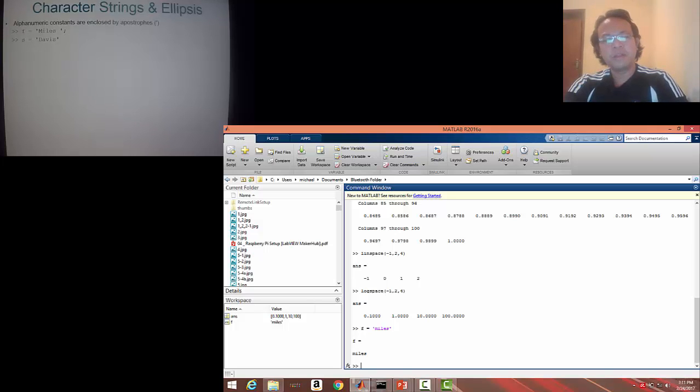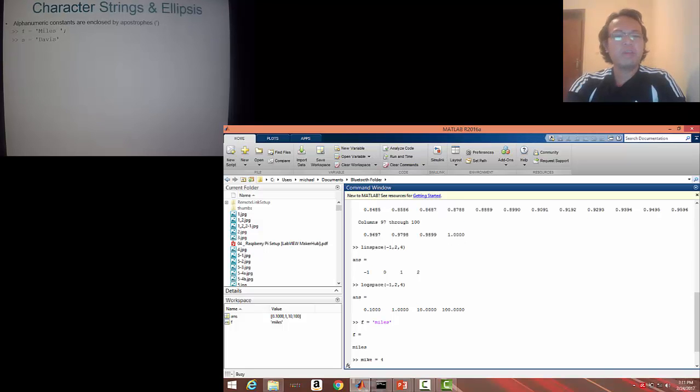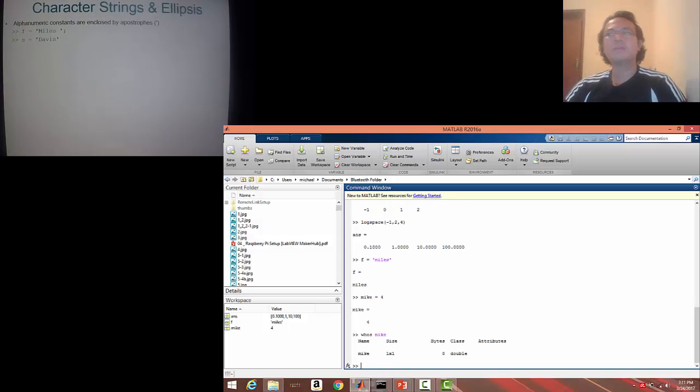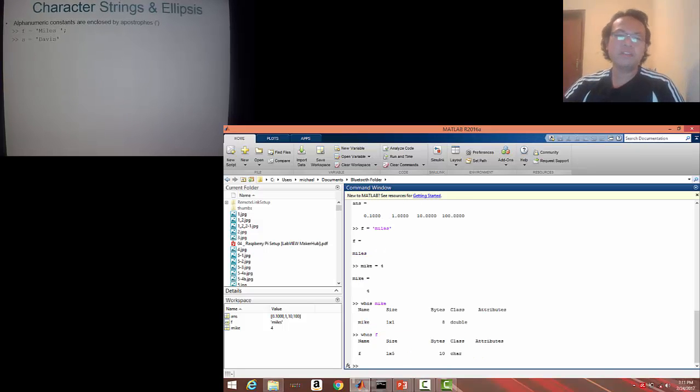It's a character, which is not the same as double. For example, when you say Mike is equal to 5 or 4, for instance, and you ask who's Mike, Mike is double. Okay, it's a number. You can add it. You can say 4 plus 5, and you can make it 9. But when you say Miles, who's F? F is char. Okay, this is the class.